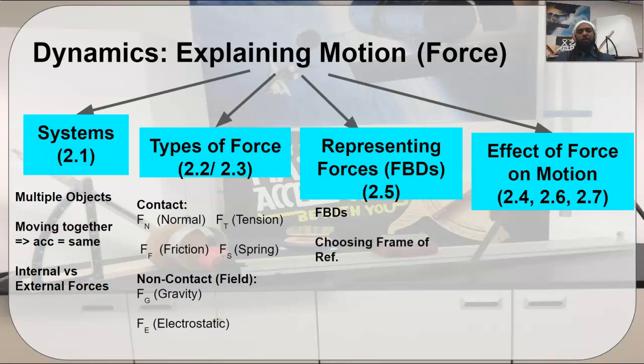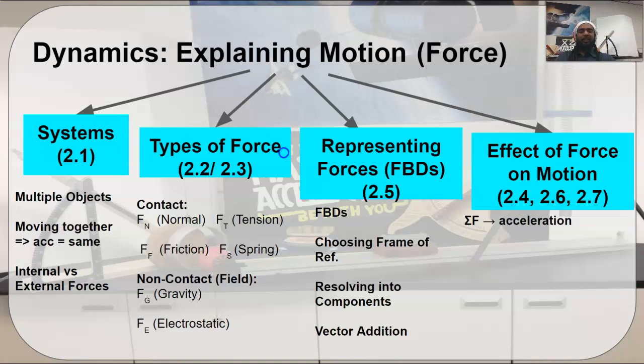It's also important to choose a frame of reference and be able to resolve forces into components as needed. This includes being able to do vector addition. When we talk about the effect of force on motion, this is really where it all comes together. Everything else is more or less foundation for the effect of forces on motion.